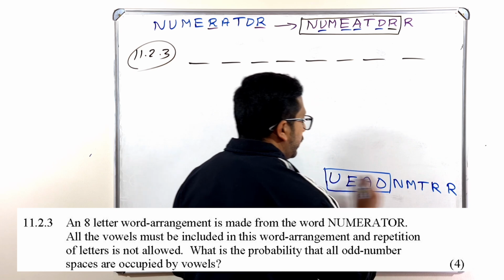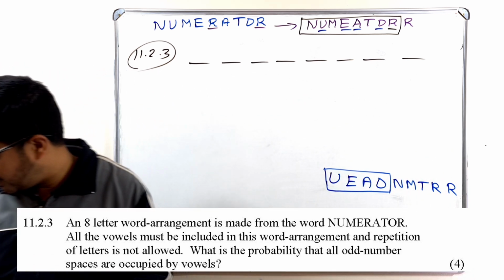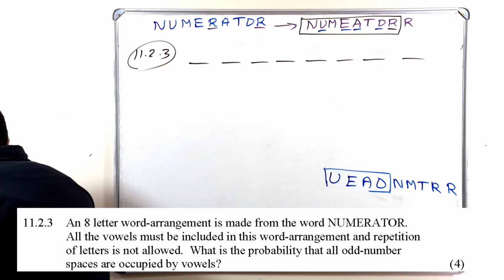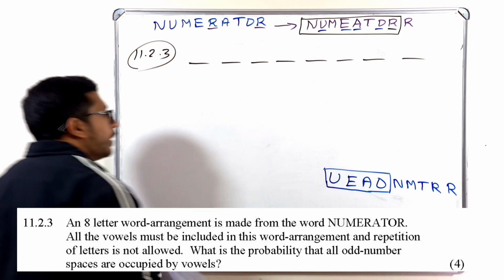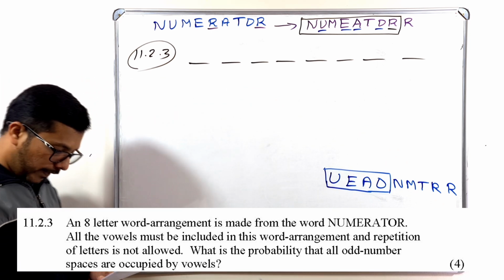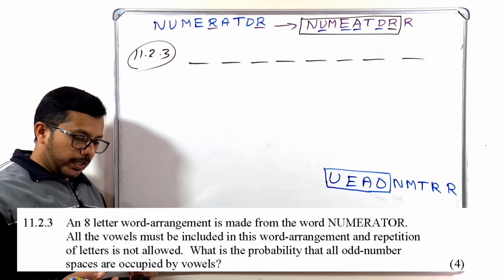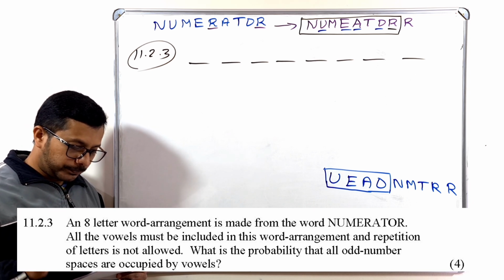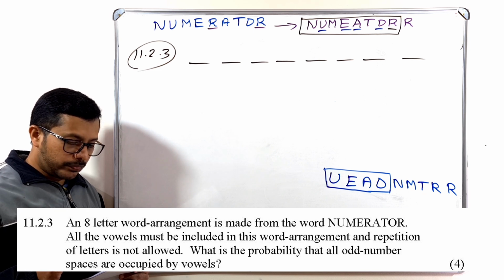Okay, and how many vowels? Sorry, how many consonants and how many vowels? 4 vowels and 4 consonants. Okay, okay. Now, what is the probability that... okay, before I continue that one, all vowels must be included in this word arrangement.